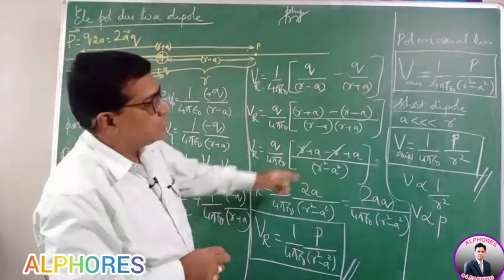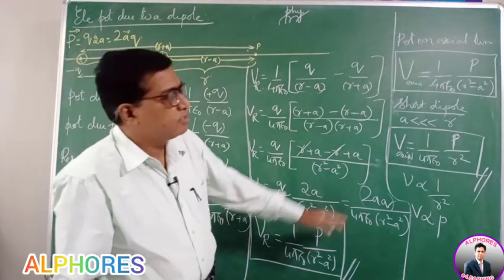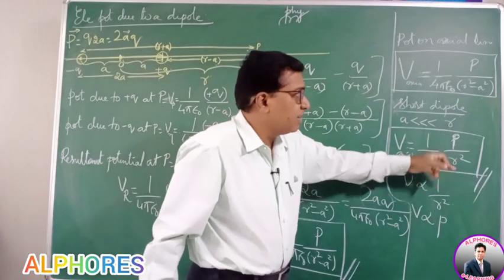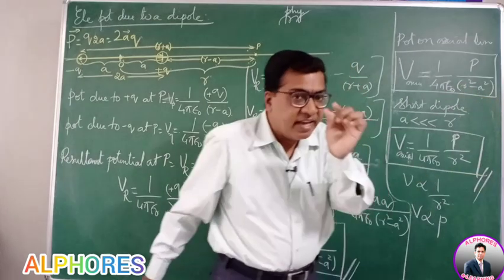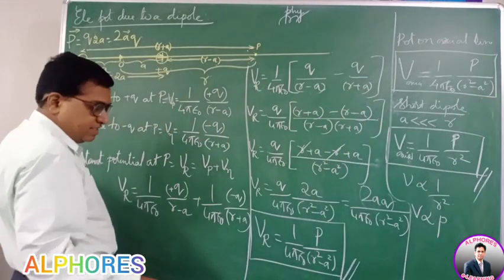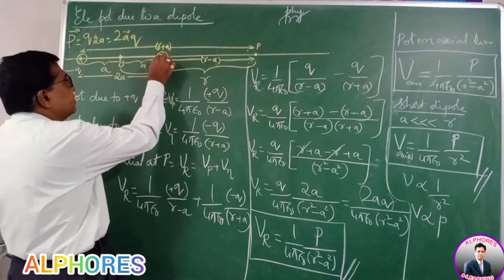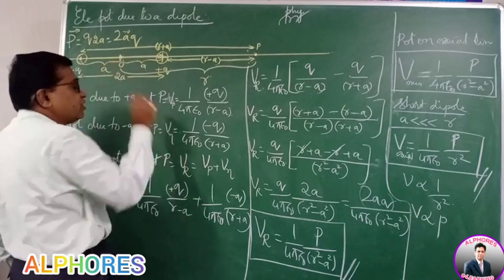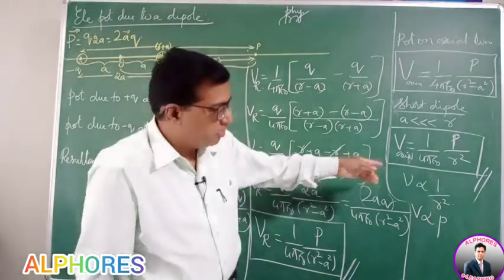For finite length, then it is 1 by 4 epsilon P by r square minus a square, like this, right? So for a potential on the axial line, for a short dipole, it is P by r square. For an ordinary dipole, 1 by 4 epsilon P by r square minus a square, where a is the distance of each charge, either of the charges, from the center of the dipole. Right, so that way we find the electric potential, right?